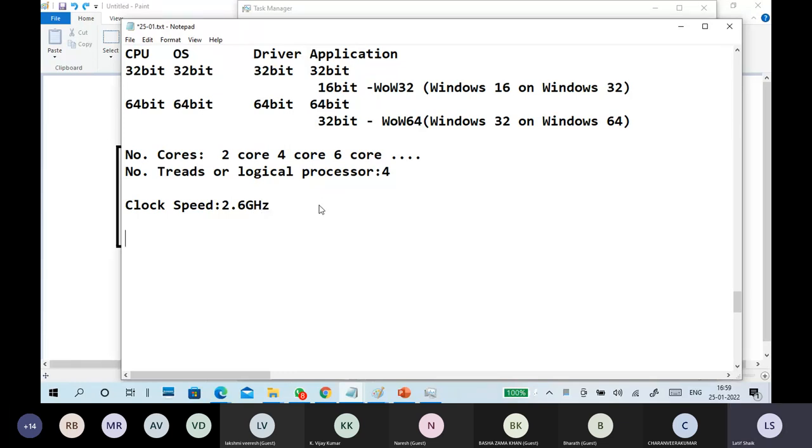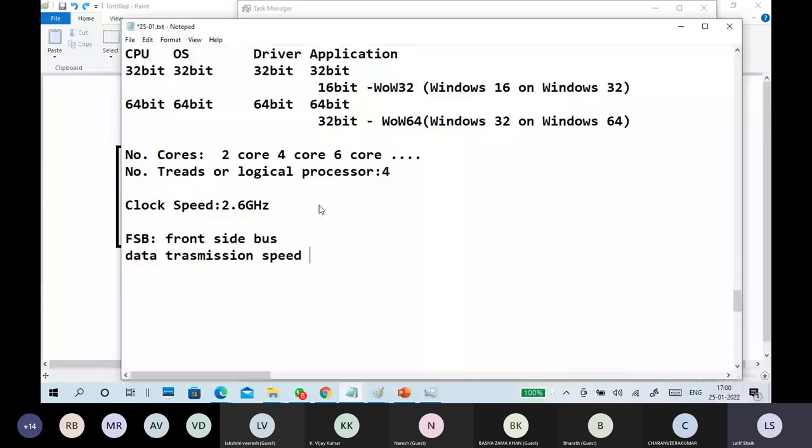Of course, FSB, front side bus, is also there. BSB is the back side bus. What is this FSB? The data transmission speed or connection. Excuse me, sir, what is known as FSB, front side bus, means what, sir? Yeah, that's what I'm typing.